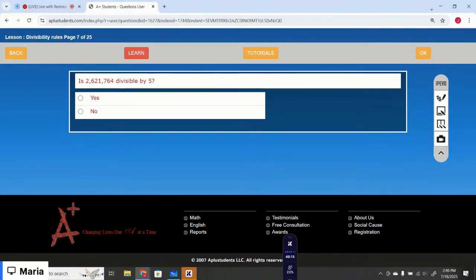Is 2,621,764 divisible by 5? The correct option is no, the number is not divisible by 5. Okay, you can complete the lesson by yourself later today.